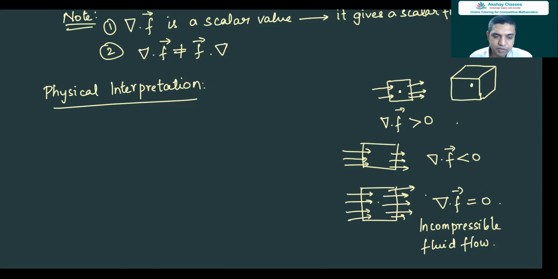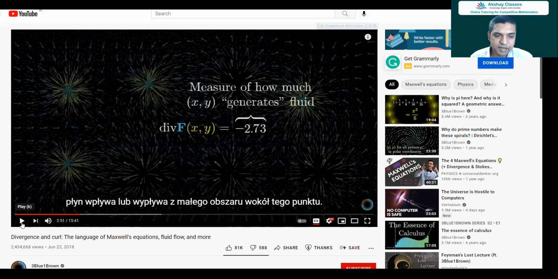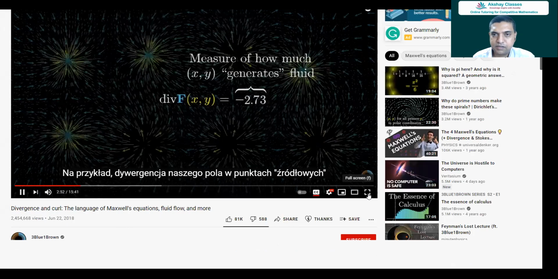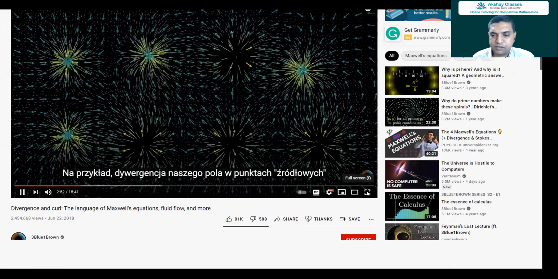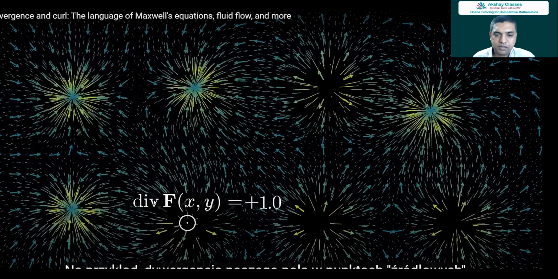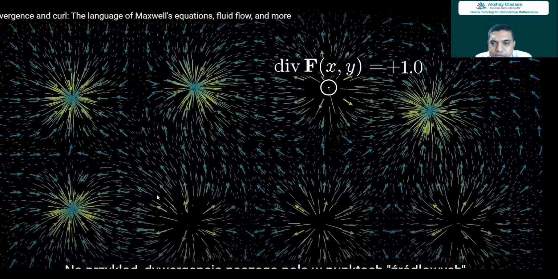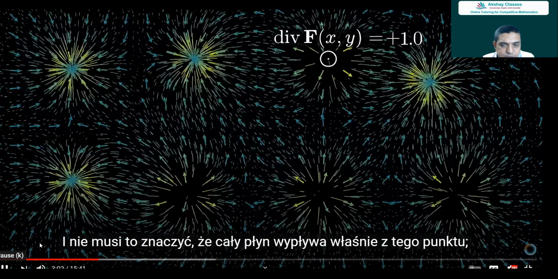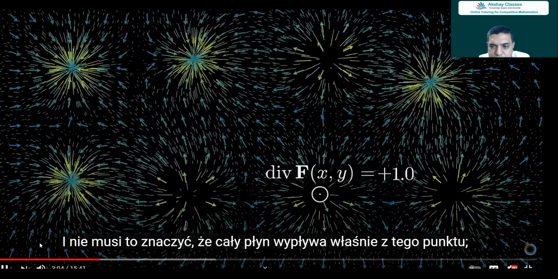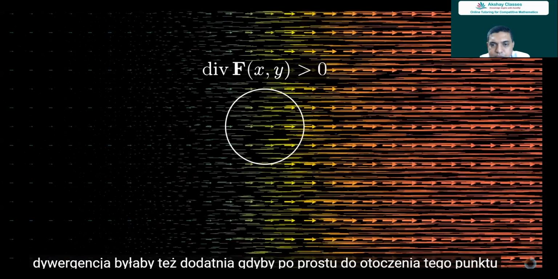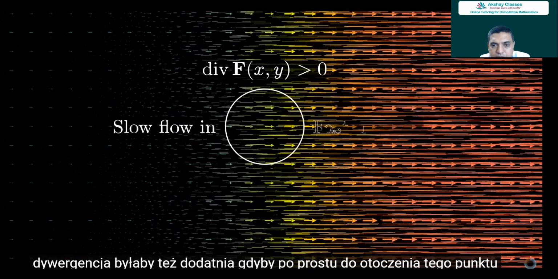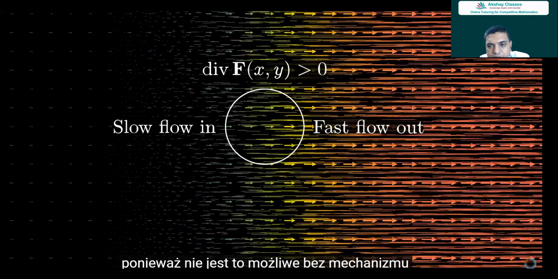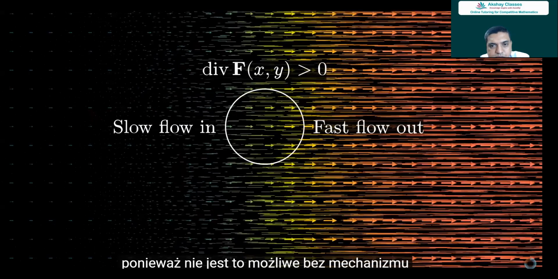So let's go back now. Now you'll understand this video, what he's saying. For example, the divergence of our vector field evaluated at all of those points that act like sources will give a positive number. And it doesn't just have to be that all of the fluid is flowing away from that point. The divergence would also be positive if it was just that the fluid coming into it from one direction was slower than the flow coming out of it in another direction, since that would still insinuate a certain spontaneous generation.